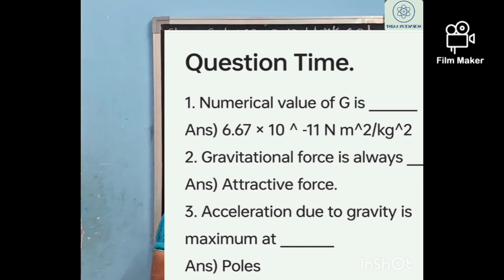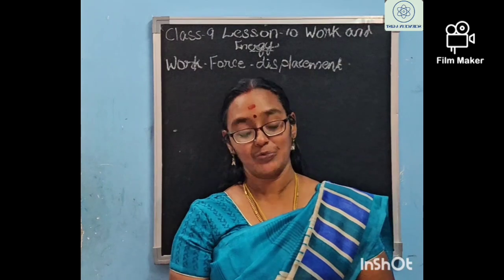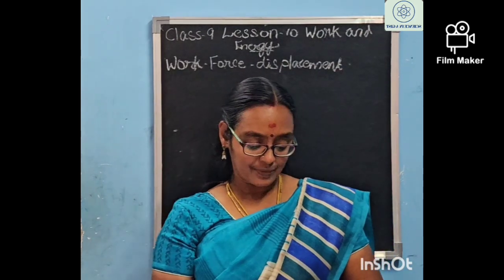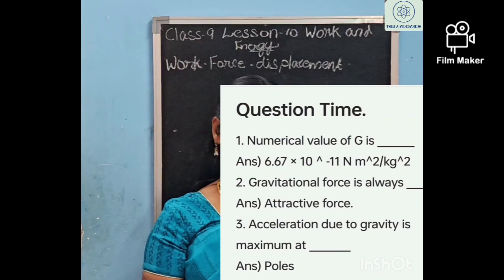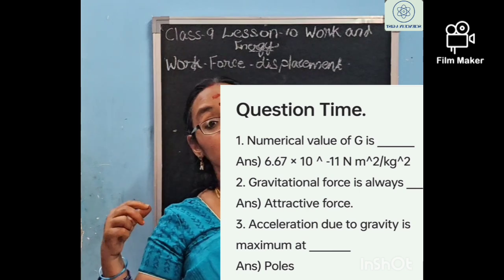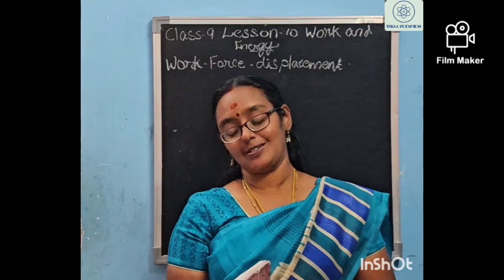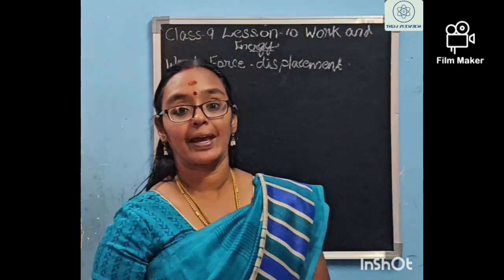Then the second one: gravitational force is always dash force. Which kind of force is the gravitational force? Is it attractive or repulsive? It is always an attractive force. And the third one: acceleration due to gravity is maximum at dash. Is the acceleration due to gravity maximum at the equator or at the poles? It is maximum at the poles. These were the questions and we have answered them.